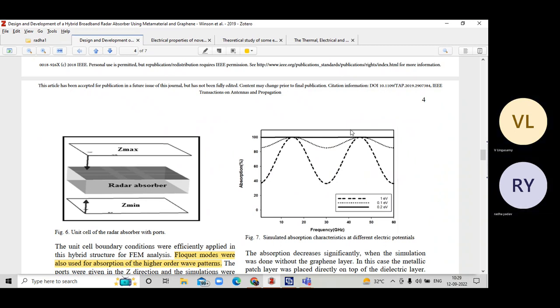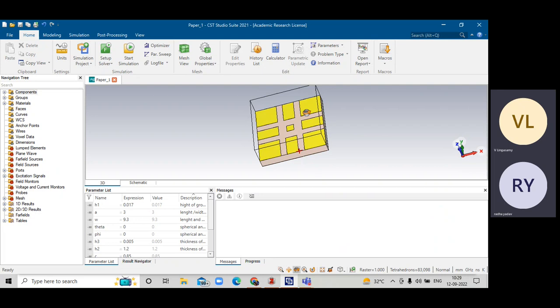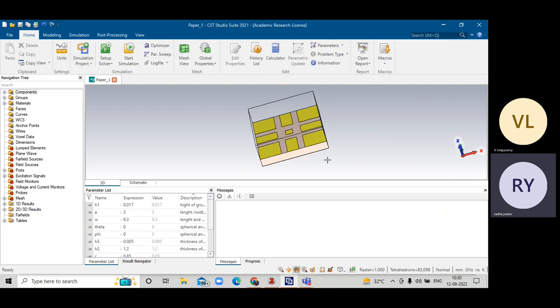Sir, I tried to design this one without graphene, only the patches, but you have already cleared my confusion, like the patch size will be 0.017. I'm still not so confident with CST. I tried ANSYS first, but there are no graphene materials present in the library, so only CST has graphene. So I switched to CST. Do you have time so that we can design it together?